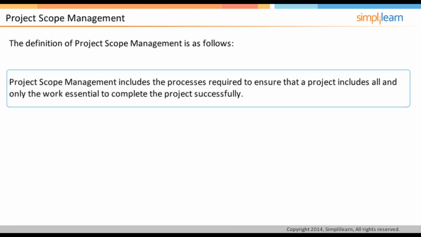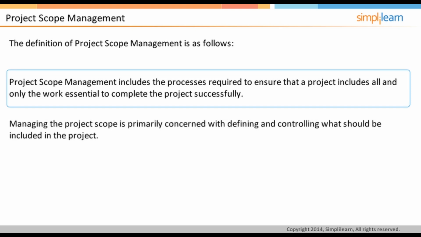Project scope management includes the processes required to ensure that a project comprises all and only the work required to complete the project successfully. The project scope management is concerned about the scope. What is not there in the scope is also clearly identified. In the next screen, let us look at the key activities performed under project scope management.